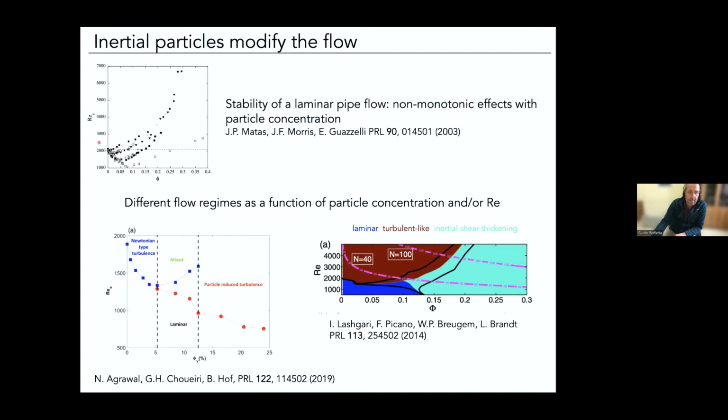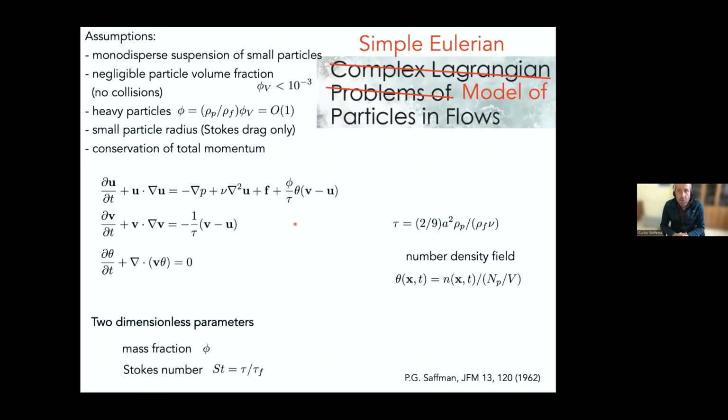So this is the critical Reynolds number as a function of mass loading, and you have a non-monotonic effect in the particle concentration. And as a function of the Reynolds number and the particle concentration, you have different flow regimes studied both experimentally and numerically by several groups. So this is just one slide to show you that the situation is very complex. So you want to study this general complex problem with a very simplified model and a simplified flow. The model is a simple Eulerian model, so it's not exactly Lagrangian for particles in a flow.